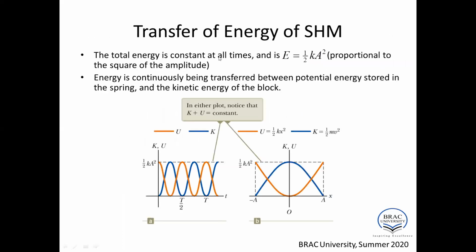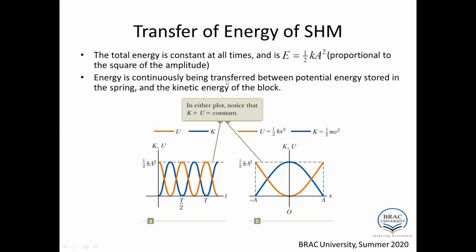Now the transformation of energy in simple harmonic motion. You know that total energy is conserved in simple harmonic motion. The two energies involved are kinetic energy and potential energy. If there is a decrease or increase in one energy, it converts into another form: kinetic energy converts into potential energy and potential energy converts into kinetic energy, but the total energy will remain the same. The total energy is constant at all times and is E equal to half k A square.